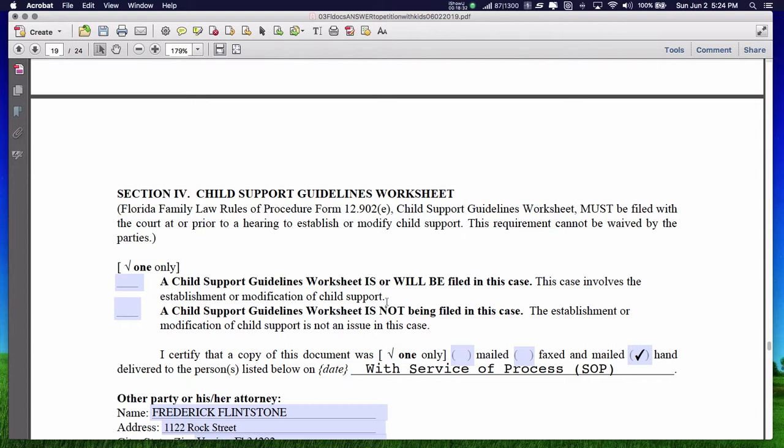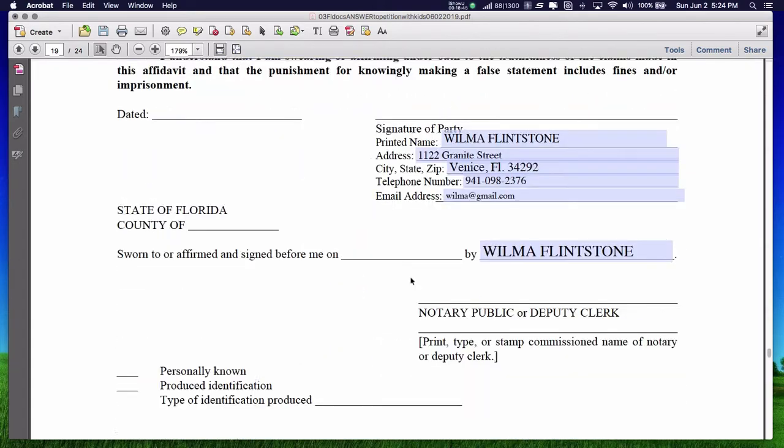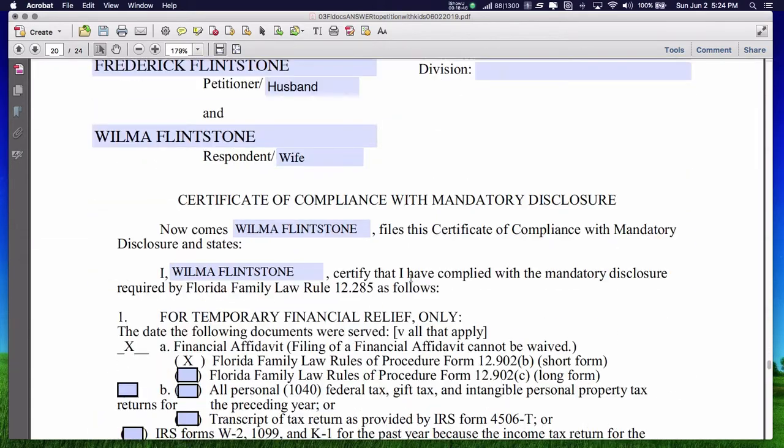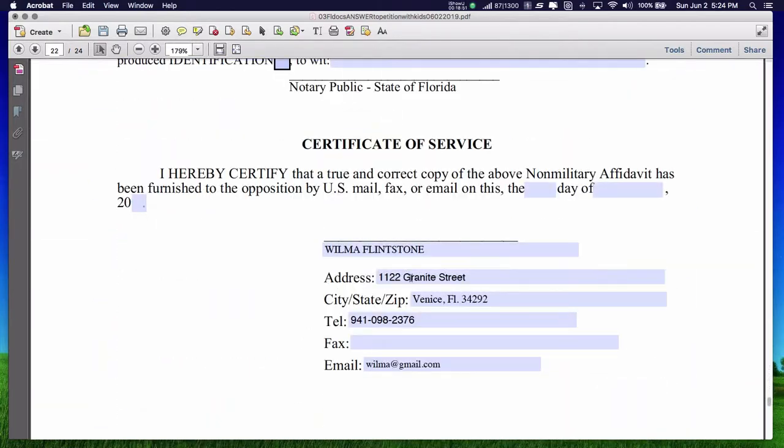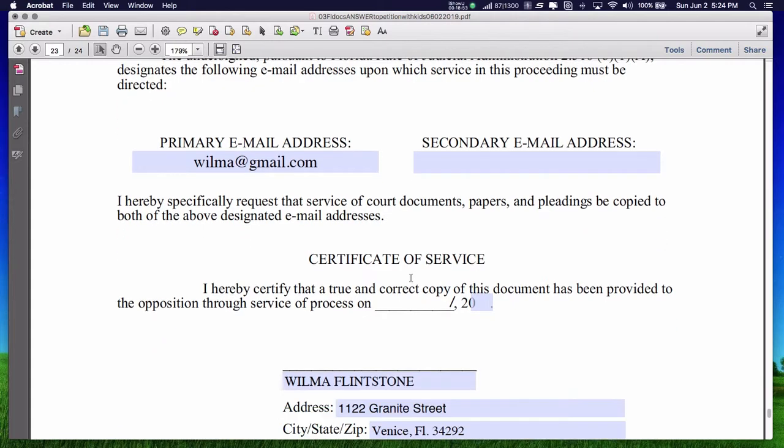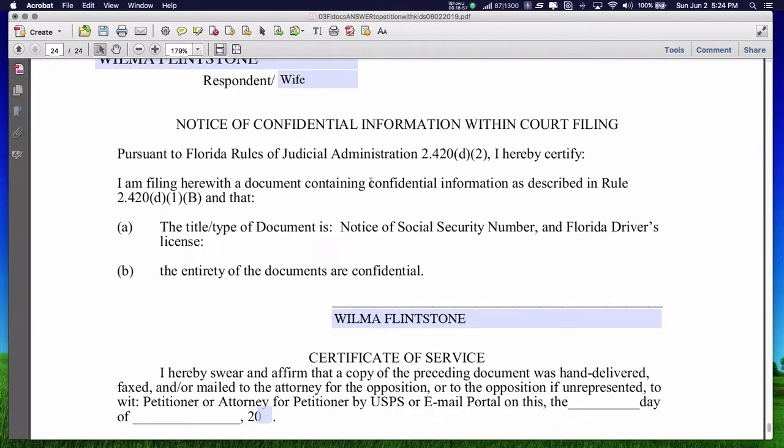Are you going to do a child support guidelines worksheet? Well, let's say the Department of Revenue has already calculated child support, then you're not going to do it over again. But let's say you are going to calculate when you get the pay stubs. Well, you'll file it later. And that's it. You're done. After that, the form's done. You don't have to do anything else. Everything's filled out already. If you want to put a secondary email, you can. But it's done.